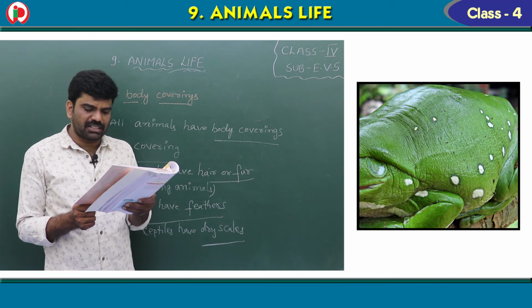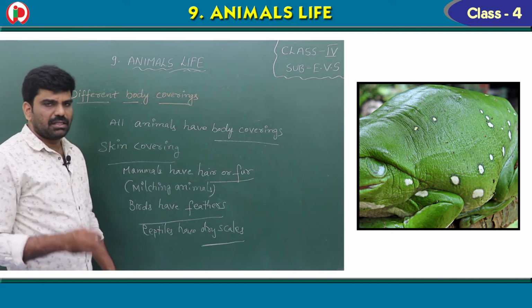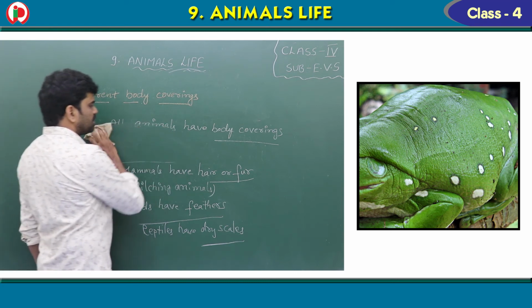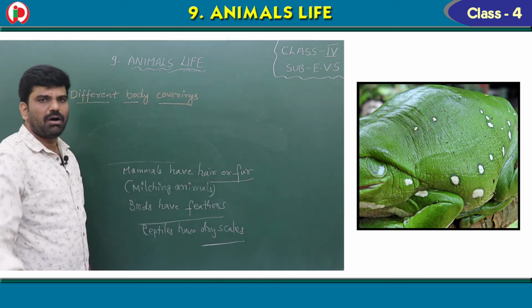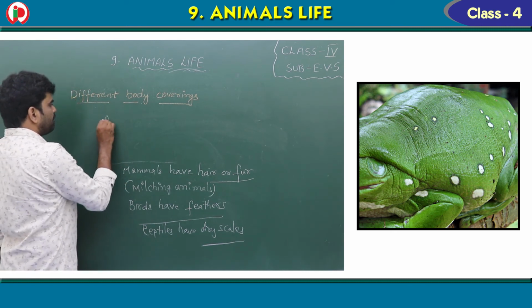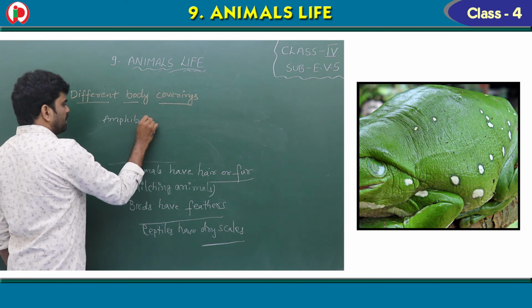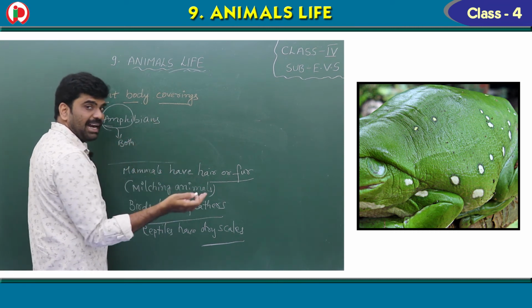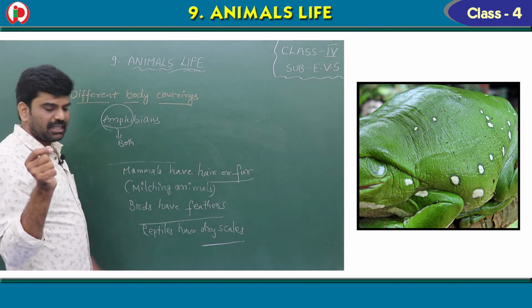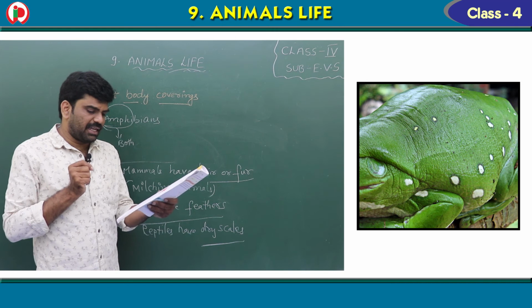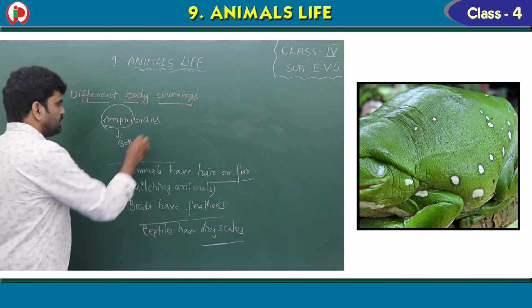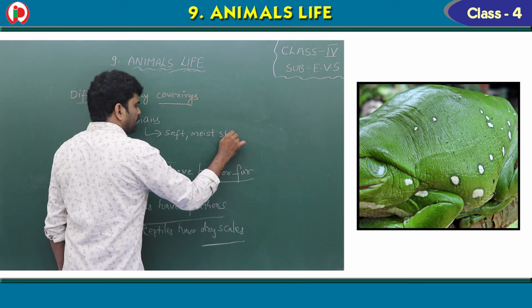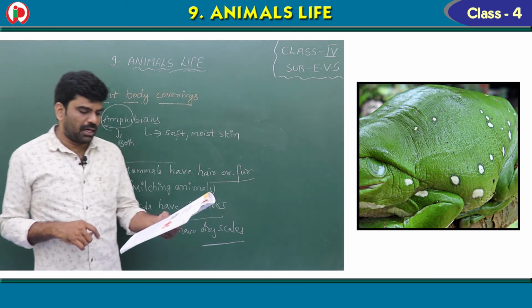Amphibians have soft, moist skin. Now let's go to amphibians. Children, what are amphibians? Amphibians are those animals which live on the land and in the water. Amphi means both, both on the land and in the water. Amphibians have soft, moist skin.